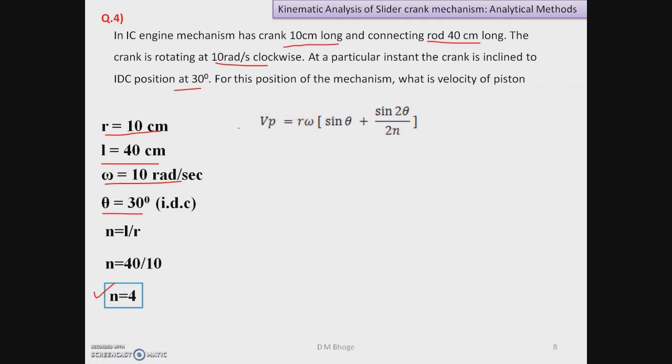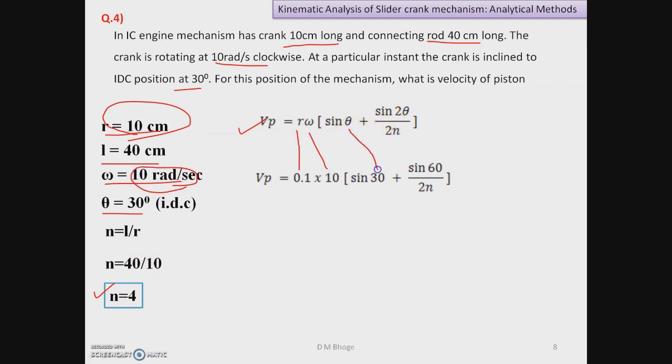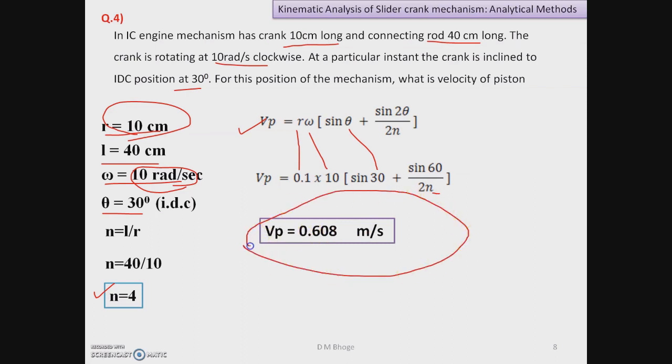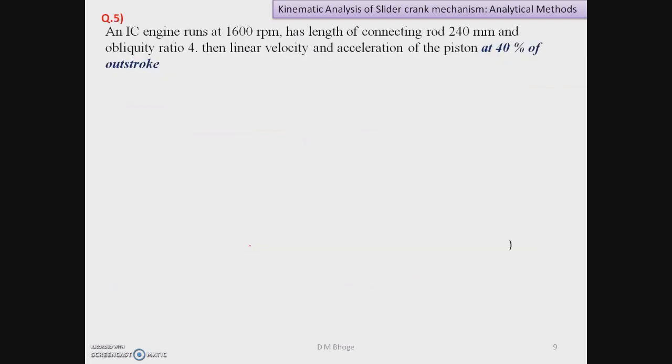We'll substitute the values in the equation of Vp, which will give velocity of piston. R is 0.1 meters, 10 centimeters, 0.1 meters. Omega is 10 radian per second. Theta is 30 degrees with respect to IDC, and N is 4. So we get velocity of piston as 0.608 meter per second. So this was a pretty simple numerical.